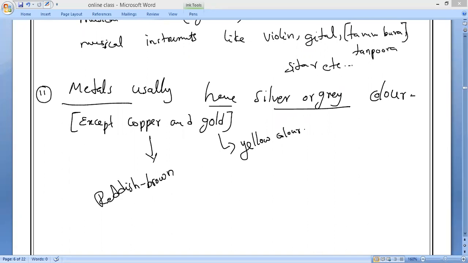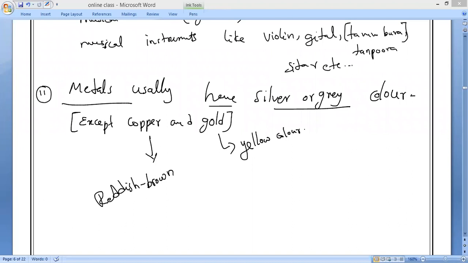So from first to 11, tell me one by one fast. Who will say the first property? Metals are malleable. Next, metals are ductile. Next, metals are good conductors of heat and electricity. Metals are lustrous and can generally be polished. Next, metals are generally hard. Metals are usually strong. They have high tensile strength.